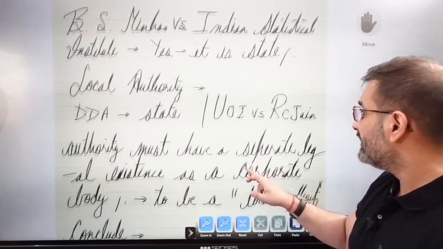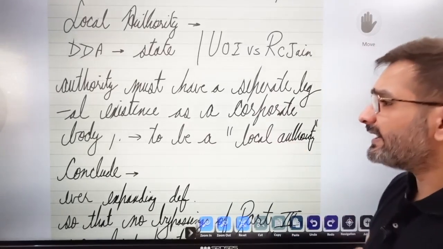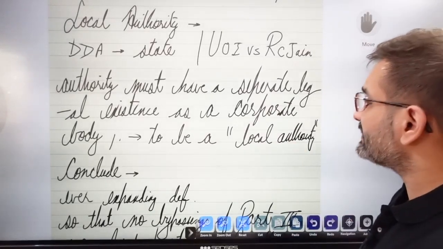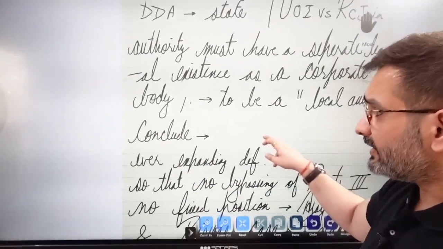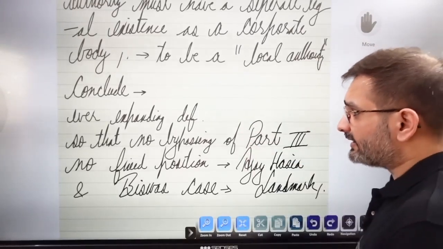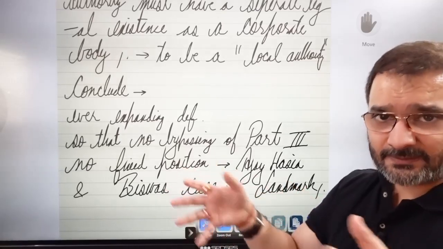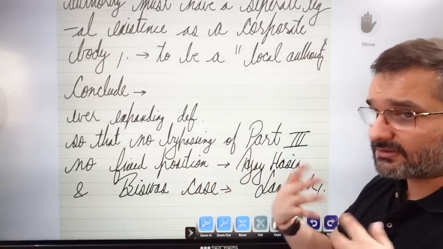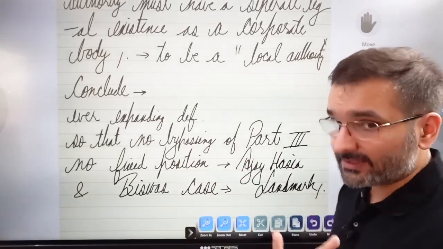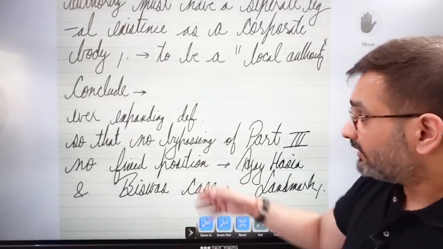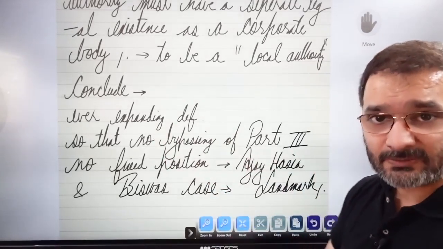DDA is a state. Union of India versus R.C. Jain. It was basically held in this case law that the authority must have a separate legal existence as a corporate body to be a local authority. So when you're concluding your answer, you're going to be writing that the definition of state is ever expanding as more and more technology also comes in. For example, is CoWIN, that entire entity that is running CoWIN, is that state right now, right? So it is an ever expanding definition so that no bypassing of Part 3 becomes possible by the government.